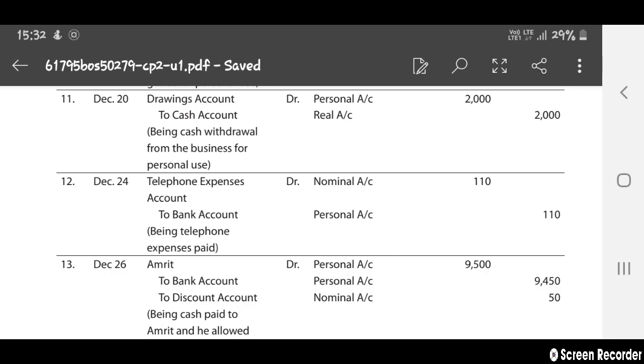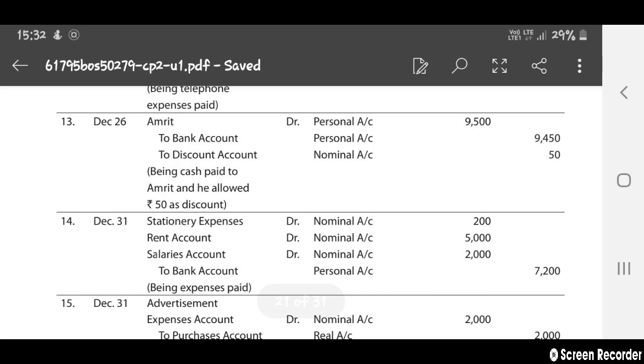Next, December 26th, Amrit to bank account to discount account. So Amrit is being paid cash from his personal account, and he allowed rupees 50 as discount. So he is paying cash, and rupees 50 as discount he has given. So from the personal account to the bank account, that is his personal account, and the discount account is nominal.